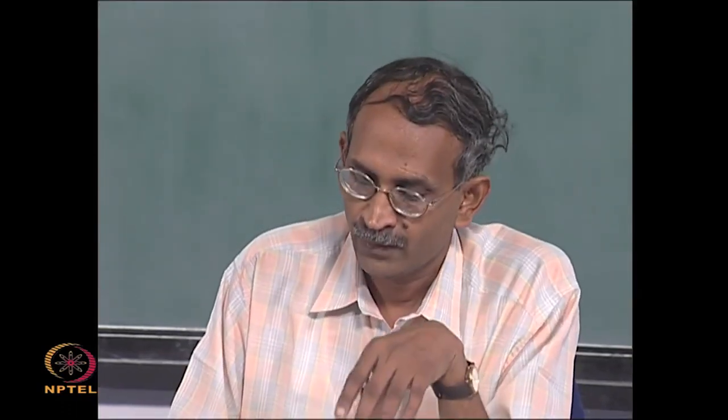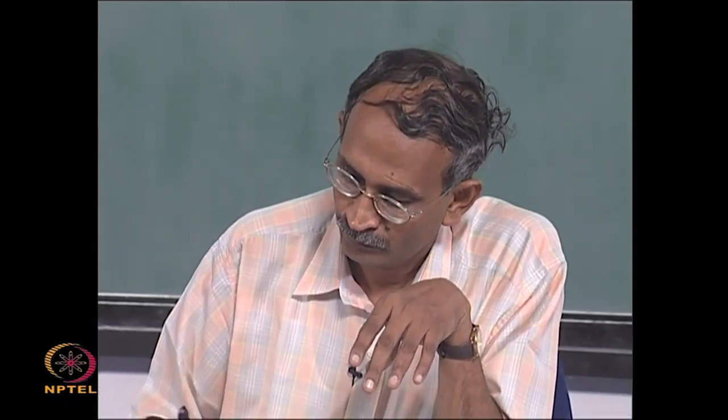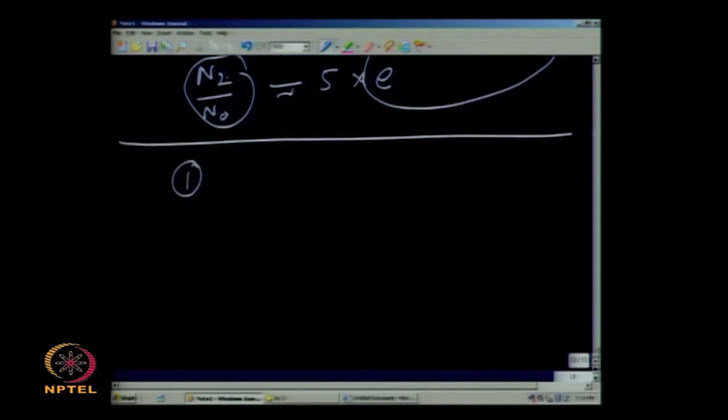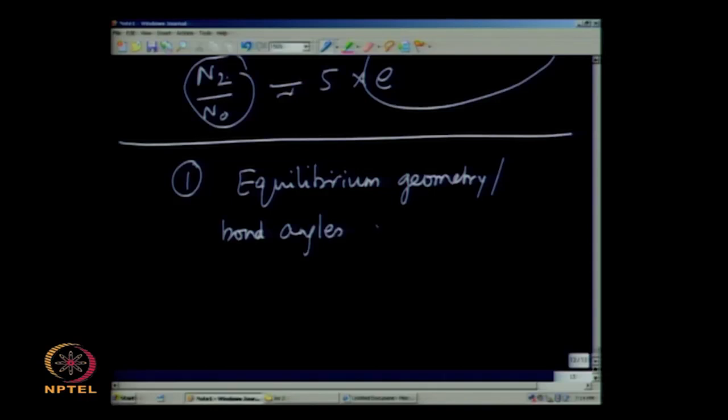So, let me summarize the part of microwave spectroscopy that we have today. What is important is, of course, it determines equilibrium geometry, and therefore, it is a very important tool. It can get bond angles and bond lengths. We have not worried about bond angles because we were worried only about the linear molecule today, the bond length to very high order in the gas phase.